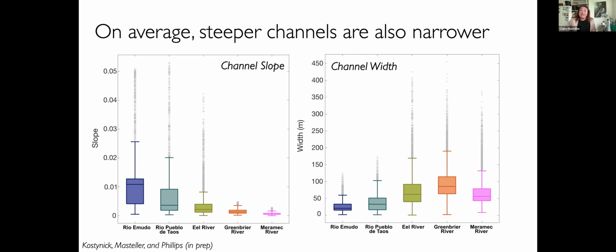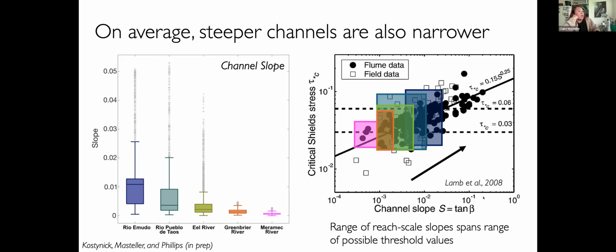So at first glance, this seems to jive with what we would expect for our river systems. If we think about this in the context of a slope-dependent critical shield stress, what I've done is I've taken the slope ranges for all of these rivers and plotted them across the Lamb et al. 2008 plot. What we're demonstrating here is that the range of reach scale slopes across our 5 rivers spans a range of possible threshold values, which means that we might expect these differences to be manifested in our measurements of channel width as well.